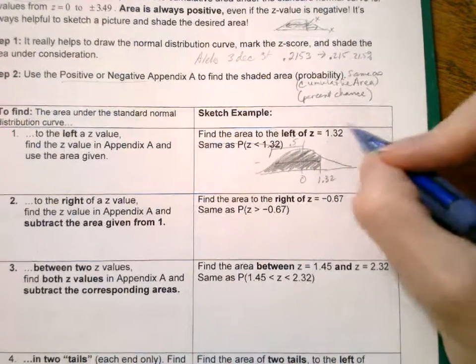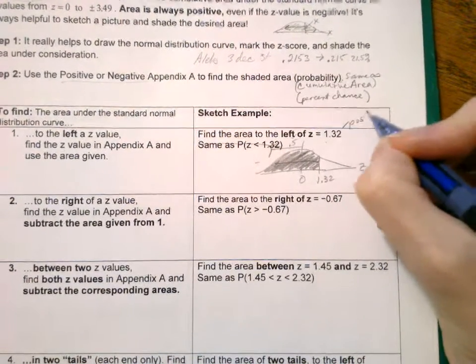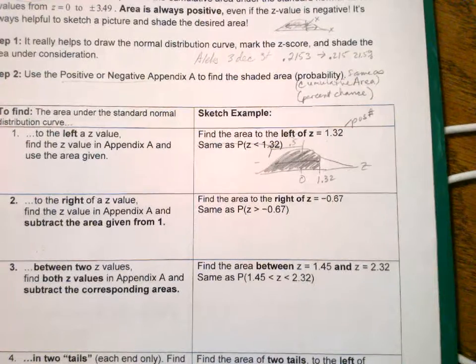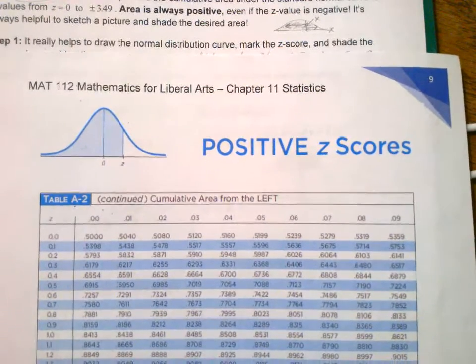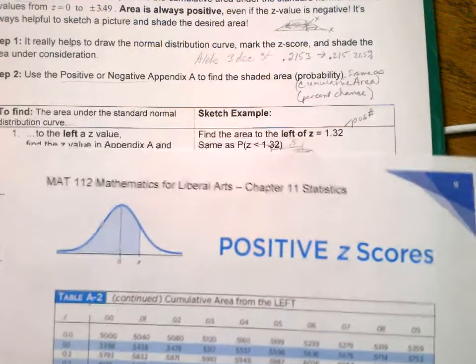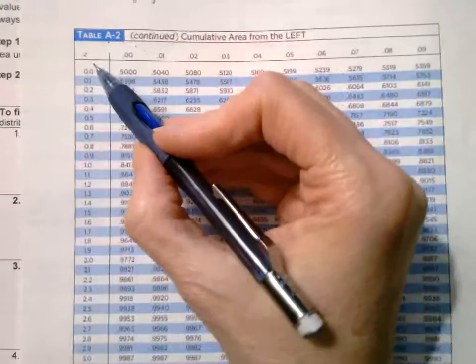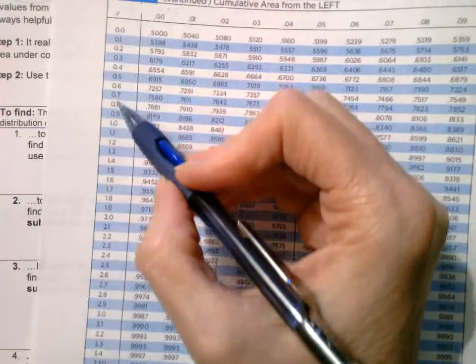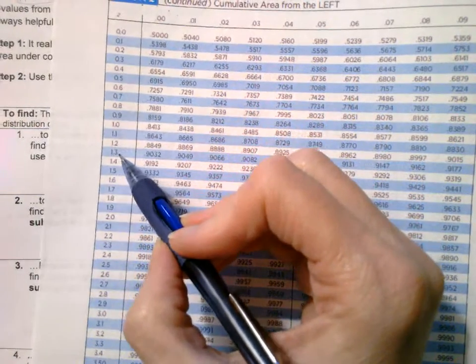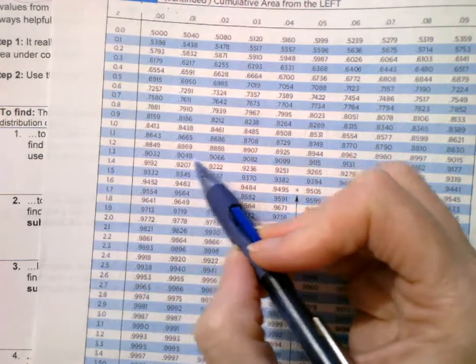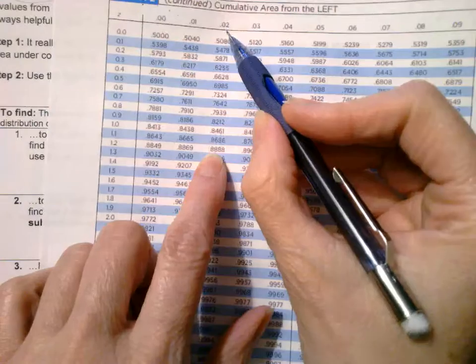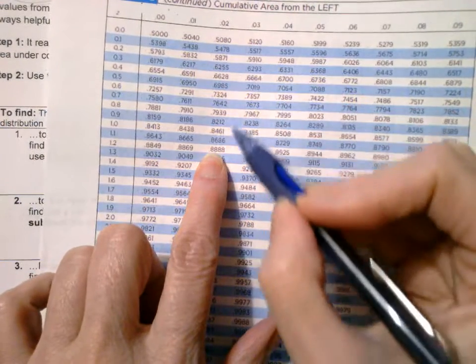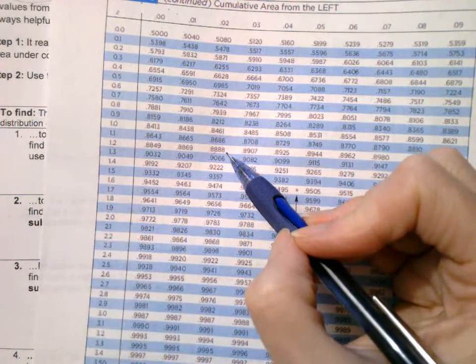Okay. So because this is a positive number, I'm going to go to the positive z-score table and look for my 1.32, a z of 1.32. Here are my z's, and these are the first 2 digits. So 1.32. Okay, 2 digits over here, third digit over here. Where does it meet? Right here at 0.8888.